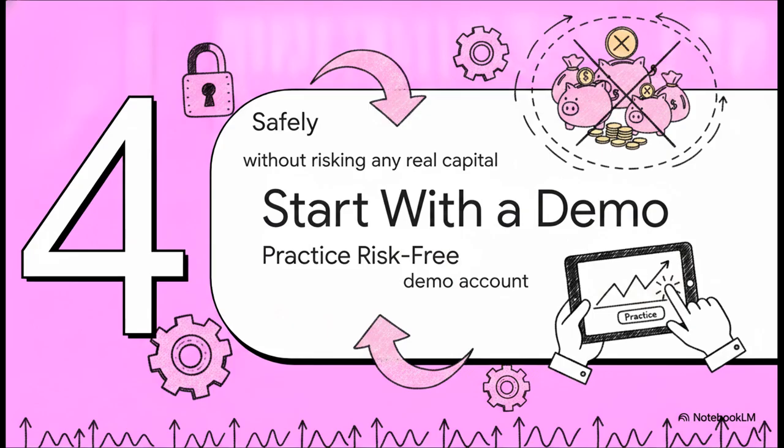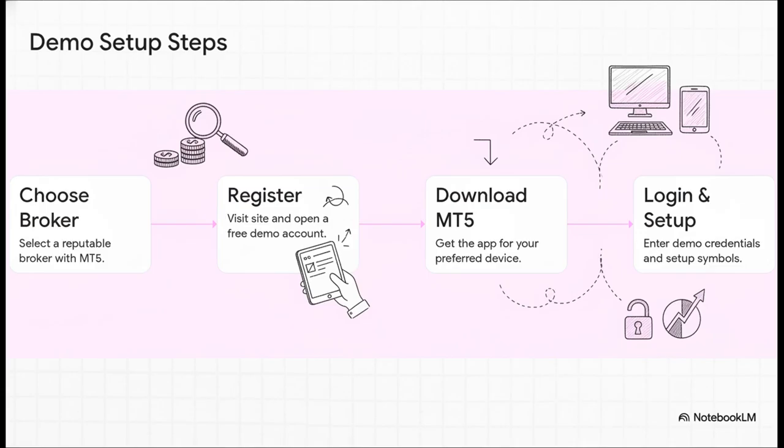Which brings us nicely to our final part, Section 4, Start with a demo account. I want to show you exactly how easy it is to take action right now, today. Step 1, just choose a reputable broker that supports platforms like MT5. Could be XNES, IG, Pepperstone, or Black Bull. Step 2, head to their site and hit register for a free demo. Step 3, download the trading app for your computer or phone. And finally, Step 4, log in with those demo credentials and set up your currency symbols. You can get access to professional trading tools in literally a matter of minutes.